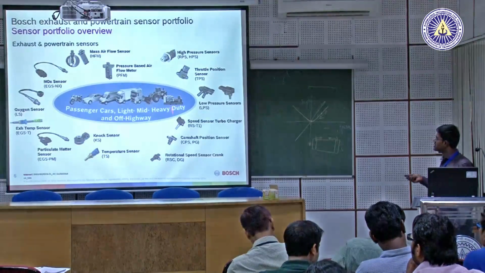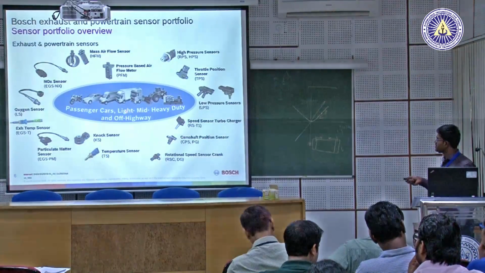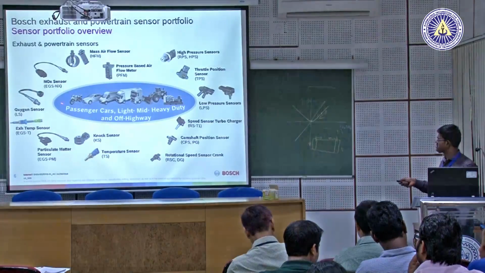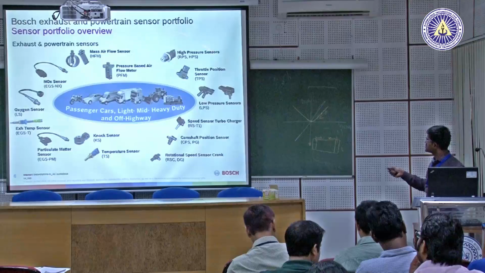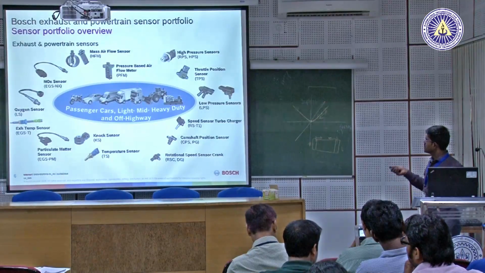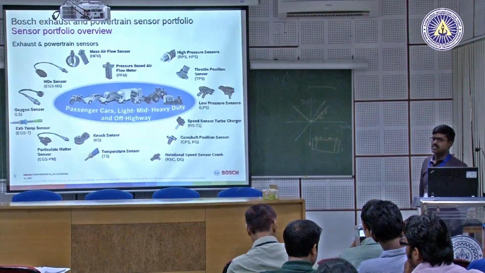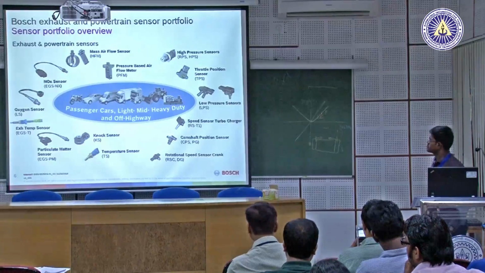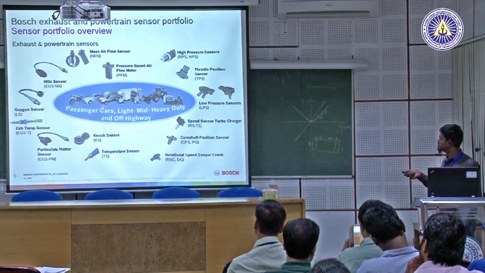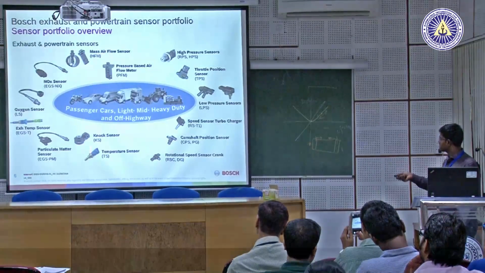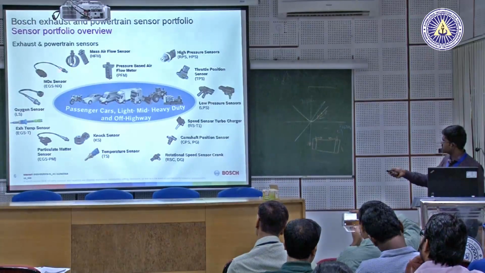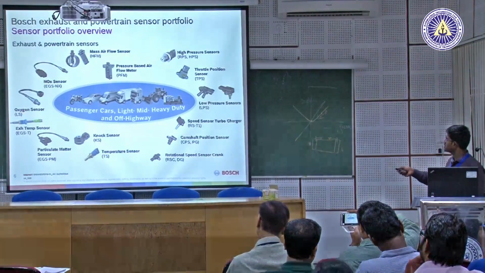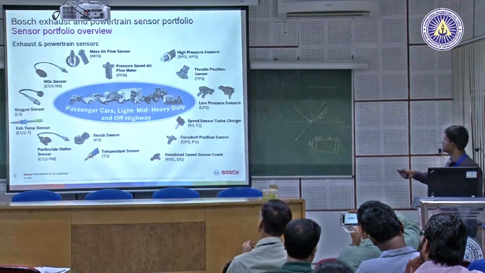So these are all the types of sensors being used in different types of vehicle segments. You can see two-wheelers or heavy duty, off-highway, cars, everything. So these are all the sensors which we use in these applications. We have powertrain sensors mostly on the right side, and exhaust sensors on the left side. These 4 sensors are exhaust sensors, all others are powertrain sensors.